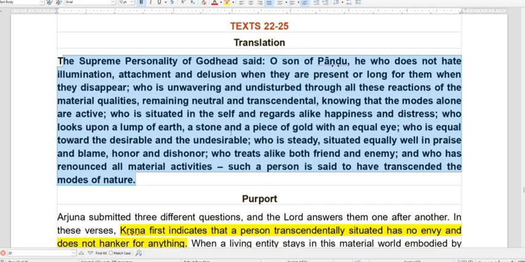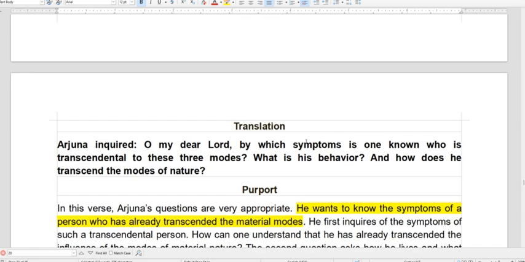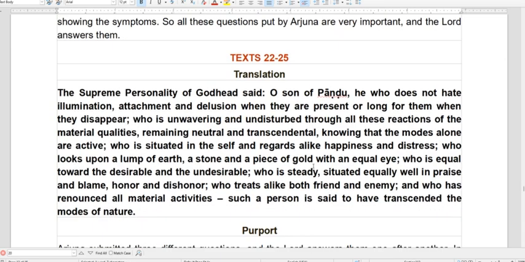So the two things Arjuna asked: symptoms and behavior. In the case of symptoms, the first is that he does not hate illumination, attachment, and delusion when they are present or long for them when they disappear. This is the symptom. Who is unwavering, undisturbed, and all this section is the behavior, how he behaves.